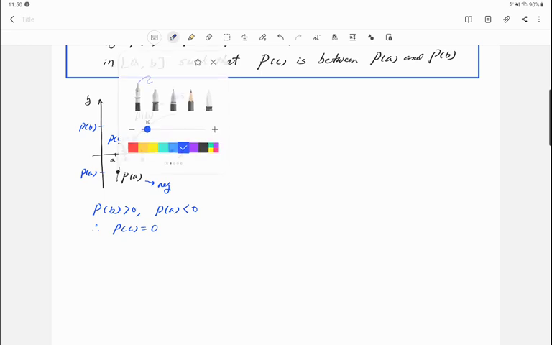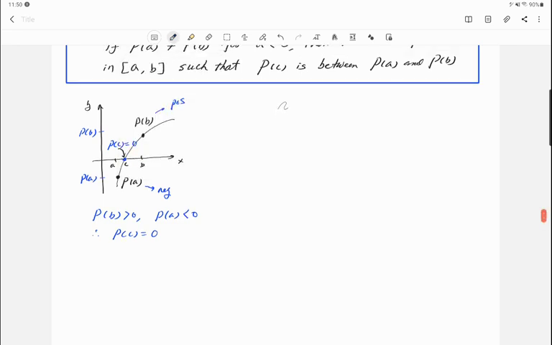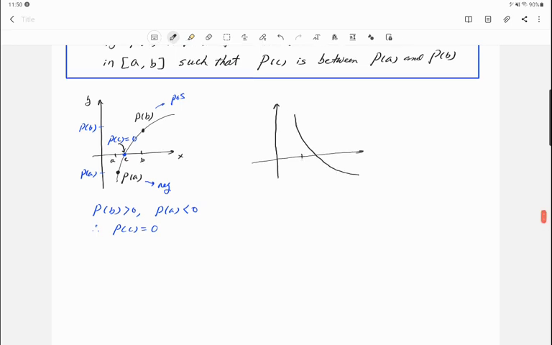Does it make sense? Okay, let me explain again with a similar example. Let's say it looks like this. This is A and this is B. Then A has this point, which is P of A, and this point is P of B.